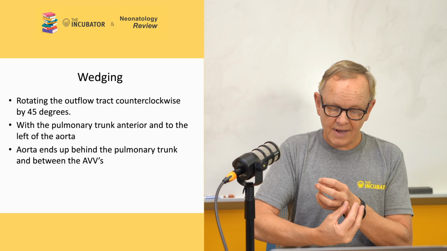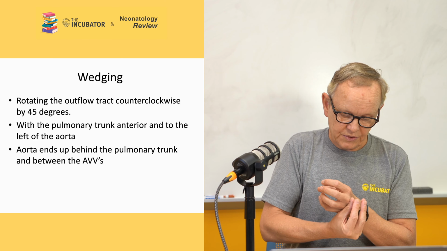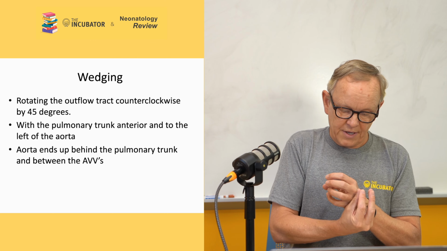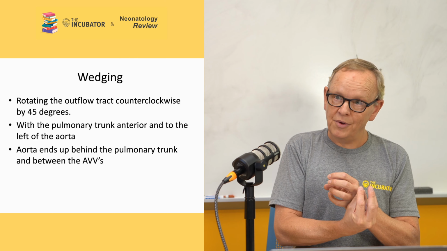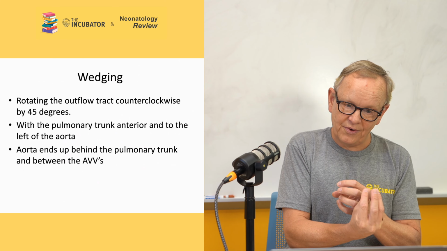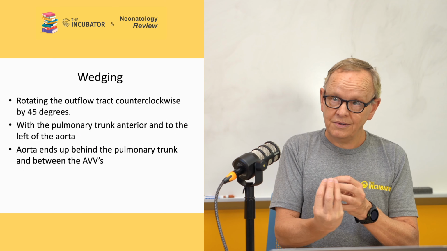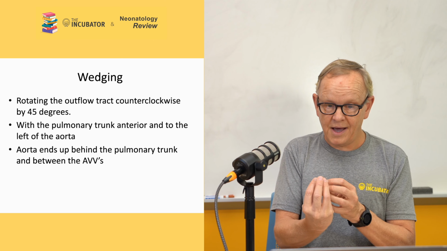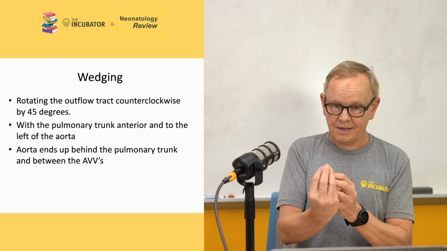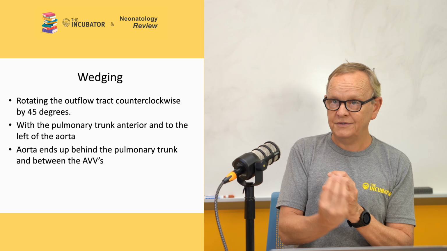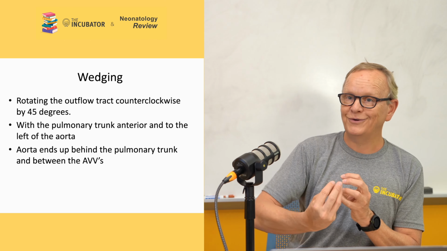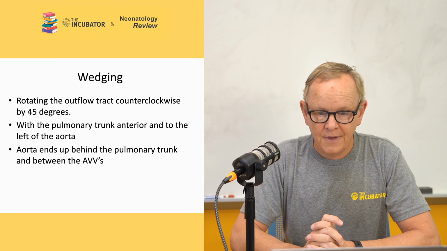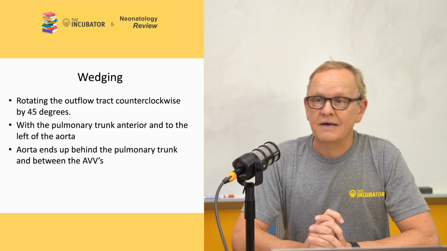And then what happens is that the conotruncal tissue, as the right ventricle and the left ventricle grow, the muscle that embeds the pulmonary artery makes the pulmonary rotate anteriorly, and ultimately ends up behind the pulmonary trunk, gets wedged between the AV valves, and the pulmonary valve turns out to be the most anterior structure of the heart, right? And anterior and slightly to the left of the aorta.